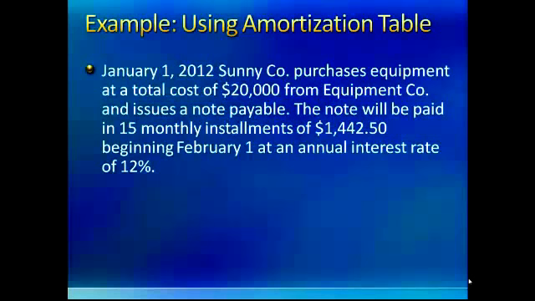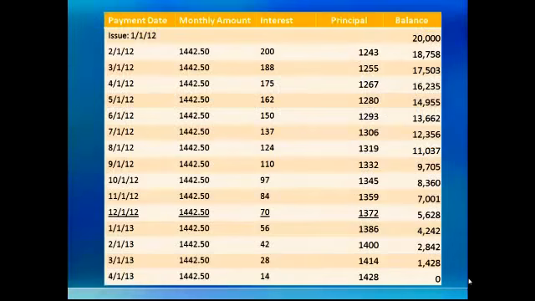And we want to try to distinguish that $1,442 payment that we have to make. We want to see if we can split it into what part of it's principal and what part of it's interest. And that's going to change over time, because as that $20,000 liability starts getting paid off, the interest associated with that liability is going to go down. So here's what it would look like.